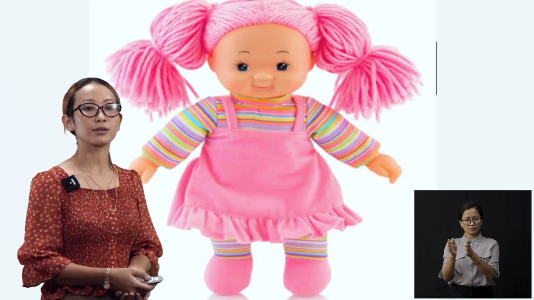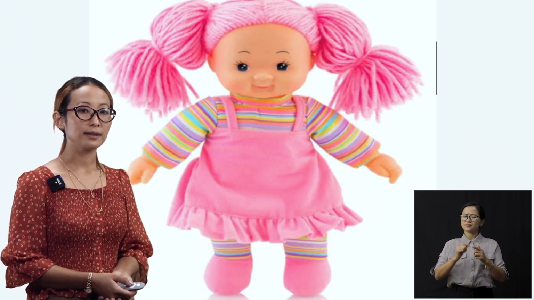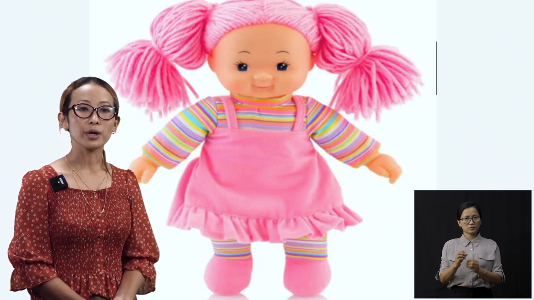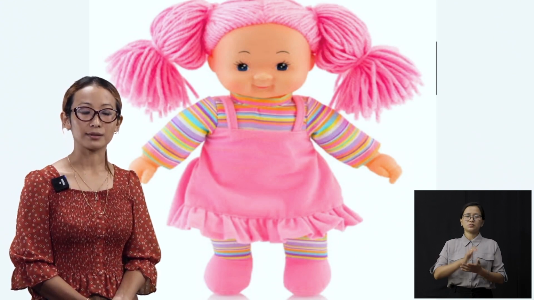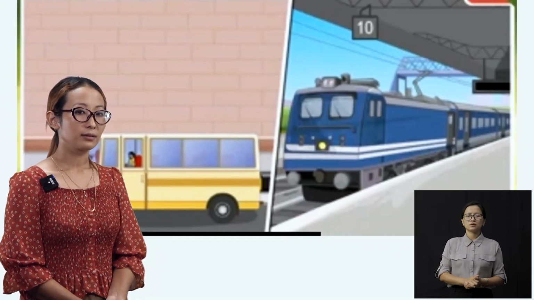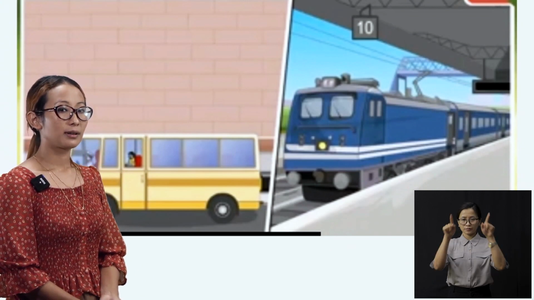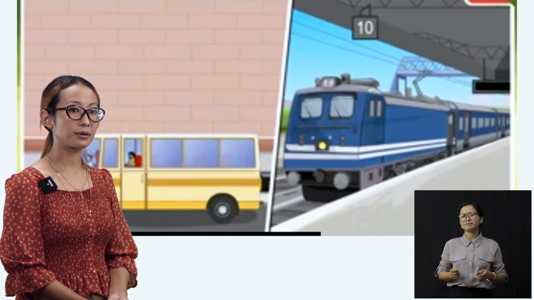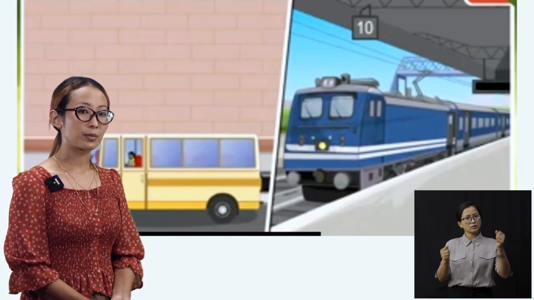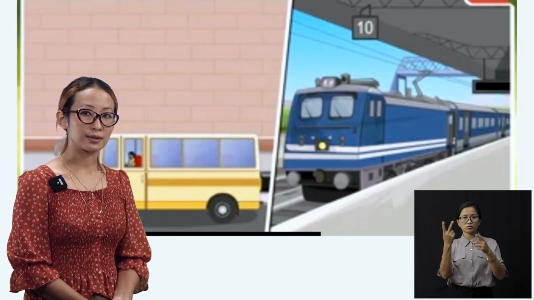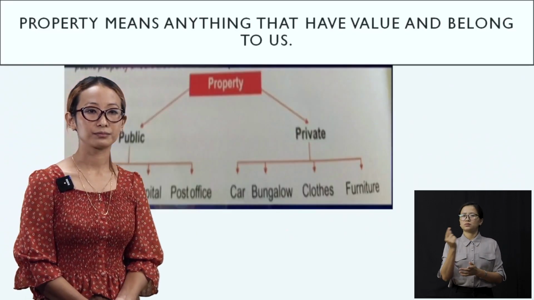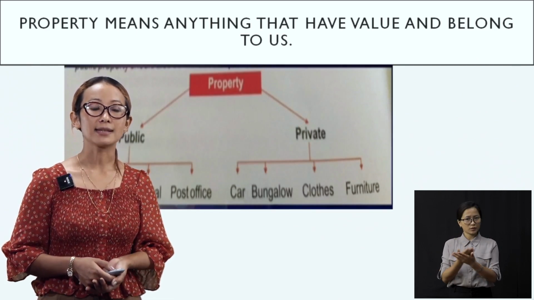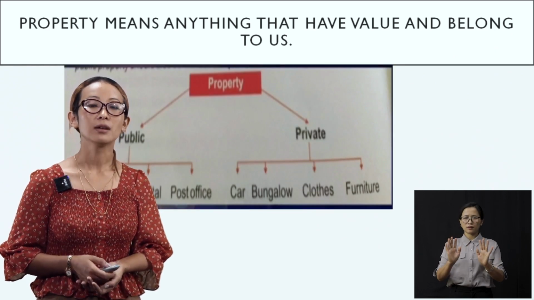You can see here on the picture also a toy, a doll. This is a thing, and this doll has a value because we purchase these dolls with money. Yes or no? And you can see here on the picture a bus and a train. So these are also things. These are the vehicles. Yes or no? These are the public transport and the vehicles that we use. And these things have a value. So students, property means anything that has a value and belongs to us.